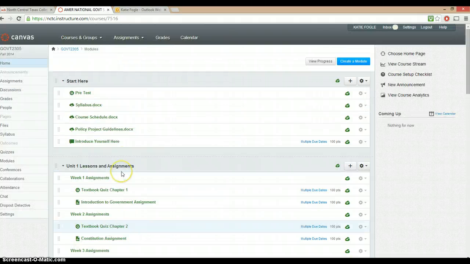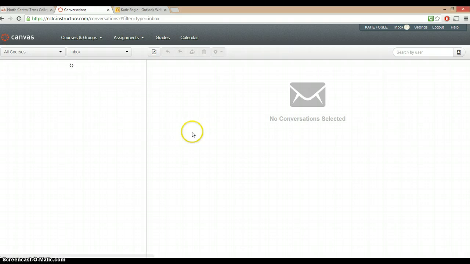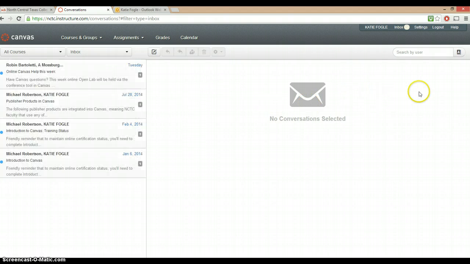The other things I want to show you, first off, if you want to email me, you're going to go up here to this inbox, and if we click that, it will take us to a new page, and you'll notice here you can select people you want to email and send it. Again, this is really helpful for me because it keeps you within your section, so I know exactly what class you're in. I know exactly what assignments you're working on that way. So that's an important thing to do.